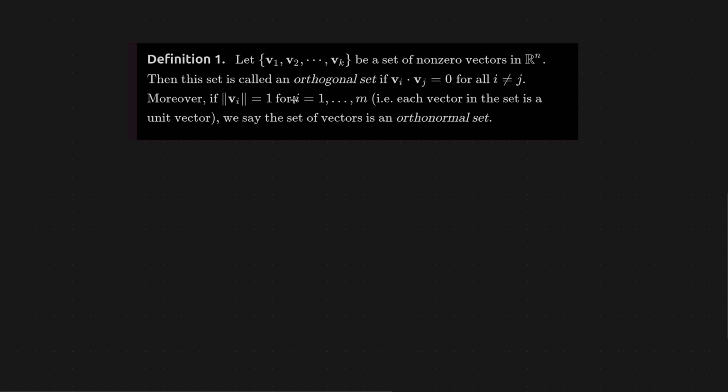Moreover, if, in addition to being orthogonal, the lengths of all the vectors are equal to 1, so they're all unit vectors, we say the set of vectors is an orthonormal set. So if all the vectors are orthogonal to each other, it's an orthogonal set. If all the vectors are orthogonal to each other and they're all unit vectors, we call it an orthonormal set. Let me give you an example. A very small, very quick example.